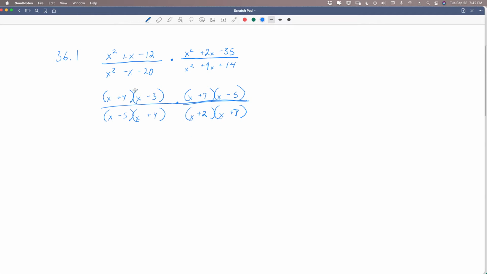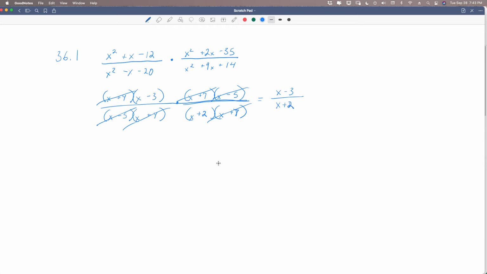So I see here we have an x plus 4 and an x plus 4. Top and bottom goes away. And we have an x plus 7 and an x plus 7. Top and bottom, one on the top, one on the bottom goes away. Excuse me. I also see we have an x minus 5 and an x minus 5. It doesn't matter that they are in different fractions because they're being multiplied by each other. So we can get rid of them because they're going to be factors to each other. So what we have left is x minus 3 over x plus 2.